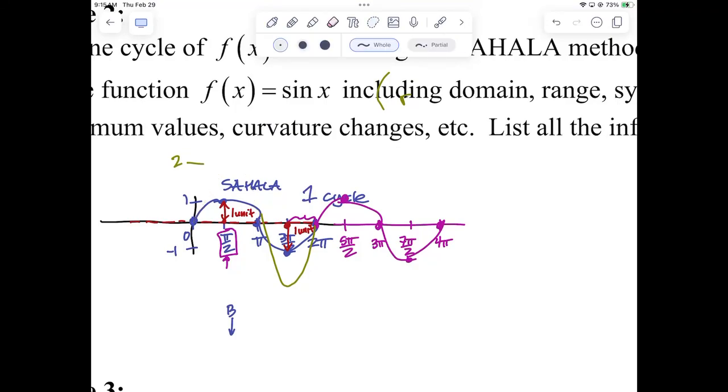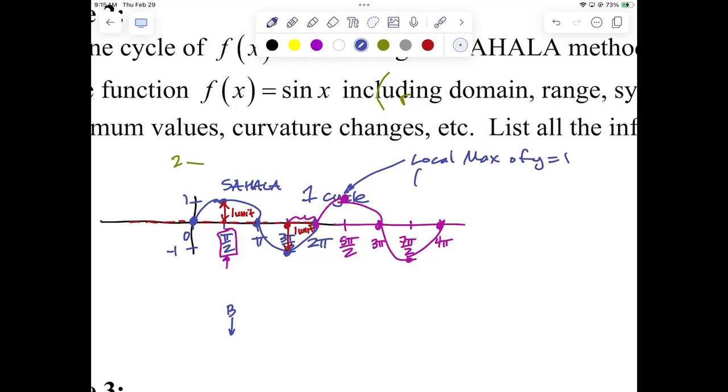I'll get rid of the green one. We have a couple of other things that we can mention. We said the domain was all real numbers. We said the range is between -1 and 1. You actually have local maximums. Local max of y equals 1, which is also your global max of y equals 1. You also have these points right here.